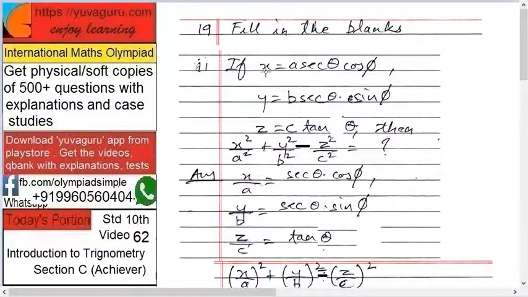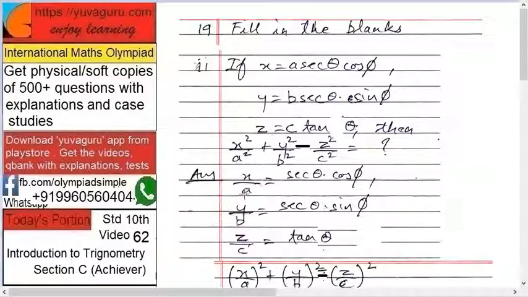Again, if x equals a sec theta cos phi, y equals b sec theta sin phi, z equals c tan theta, then x square upon a square plus y square upon b square minus z square upon c square equals to, quite easy one.